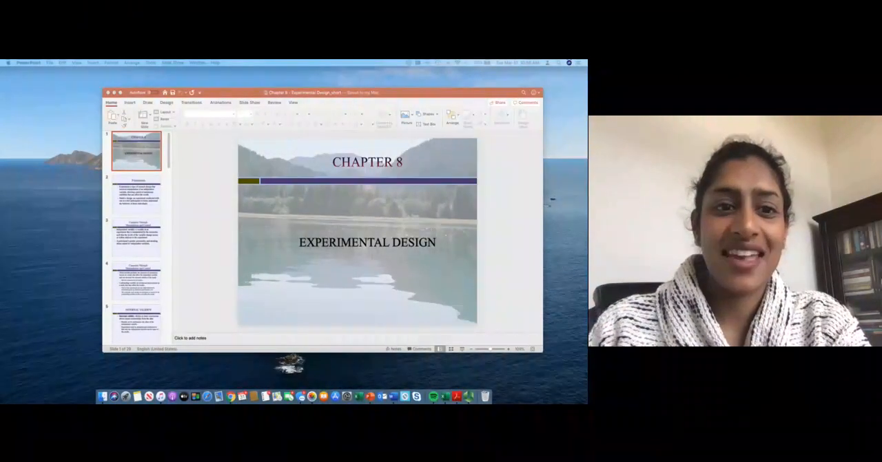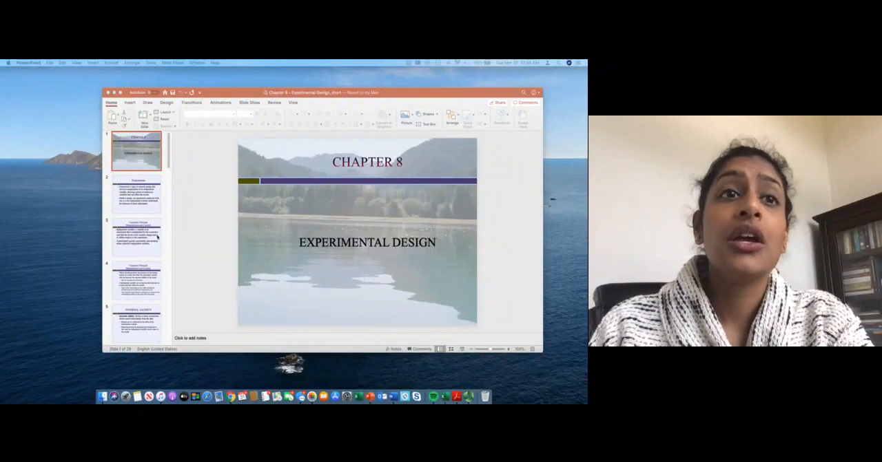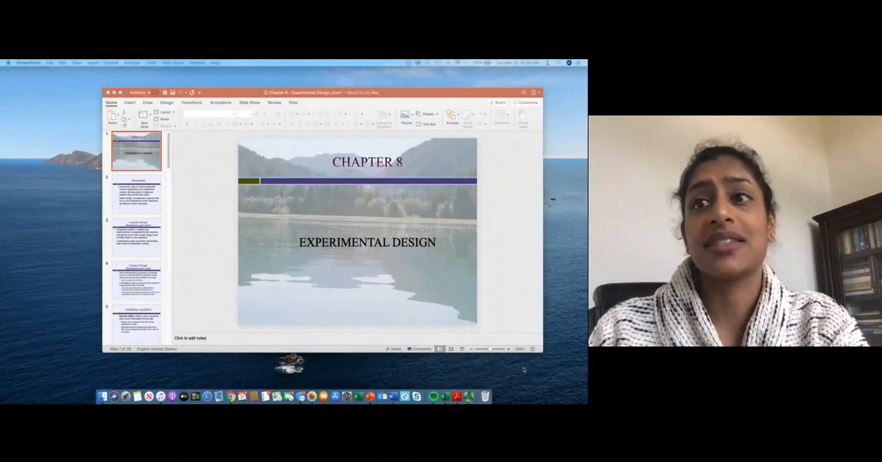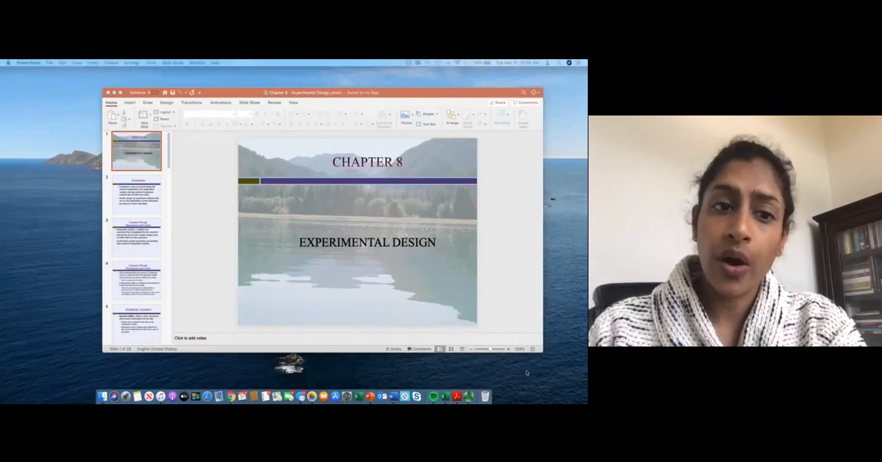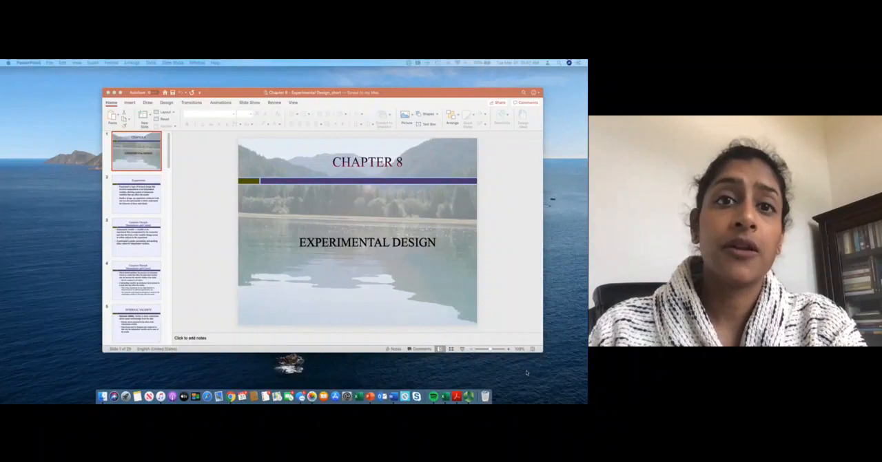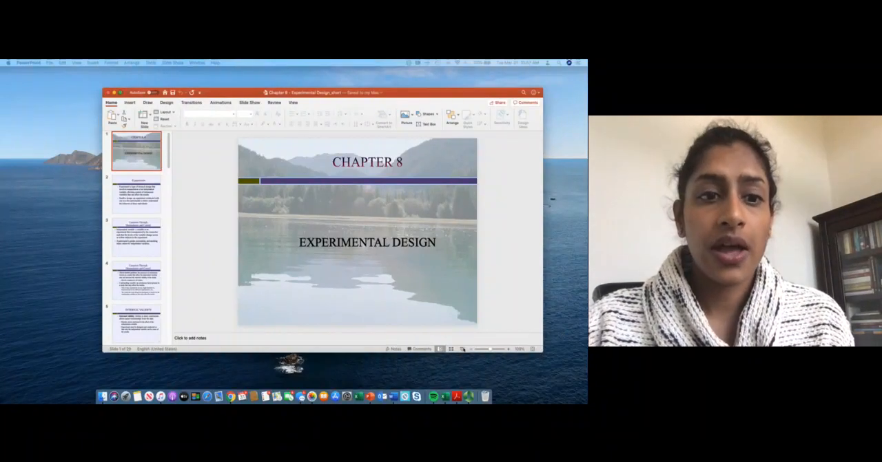Hi class, today we will be talking about experimental designs. This corresponds with chapter 8 in your text. I'm going to do this in two parts, just so that our lectures don't go on for too long and you can split up the material and take a look at it. So let's go ahead and get started.